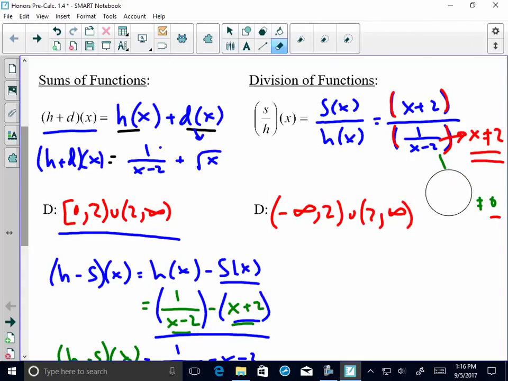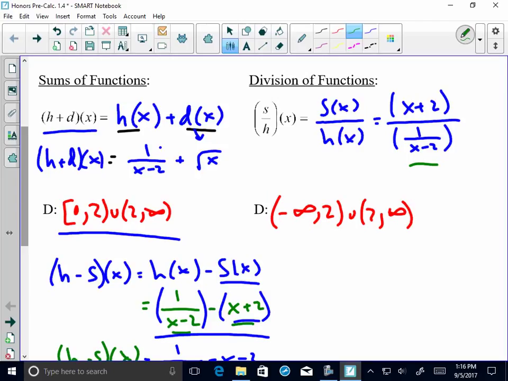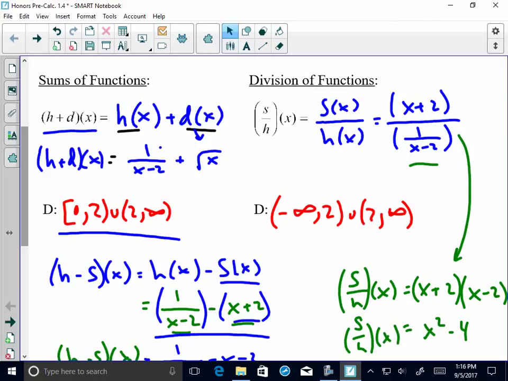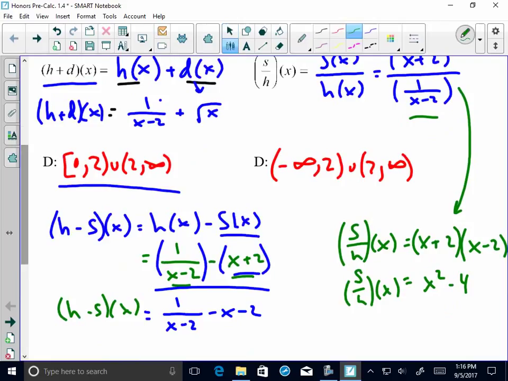Now, simplifying here is going to mean a little more work. So right here, if we're looking at the combination of functions that we're seeing with division, we're actually dividing by a fraction. And when we divide by a fraction, that is equivalent to the multiplication of the reciprocal of that fraction. So right here, our s divided by h of x is actually going to equal x plus 2, and then times the reciprocal of our denominator, which would be x minus 2. So right here we get x squared minus 4 as the simplified function of our s divided by h of x. Now basically what we're saying here is that this equation defines our function on this domain.